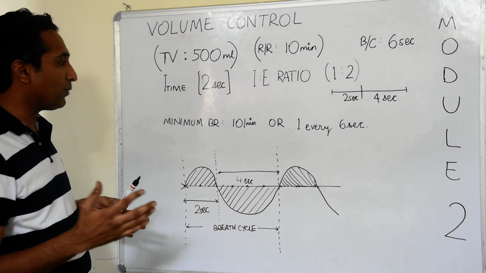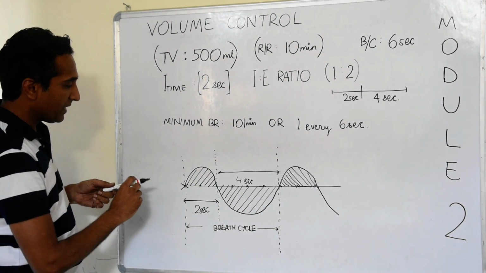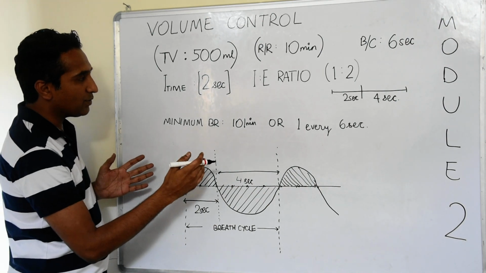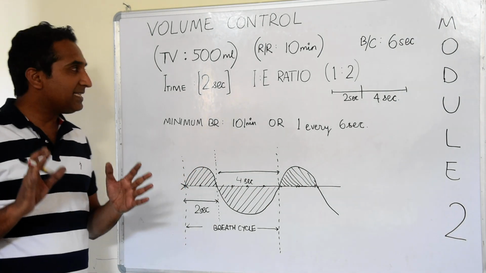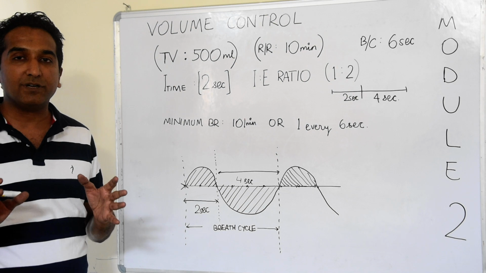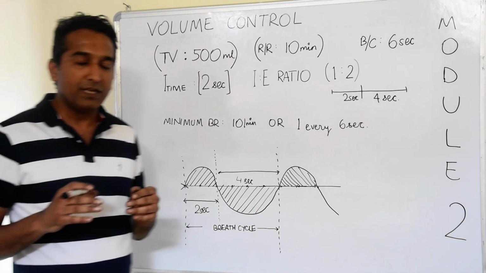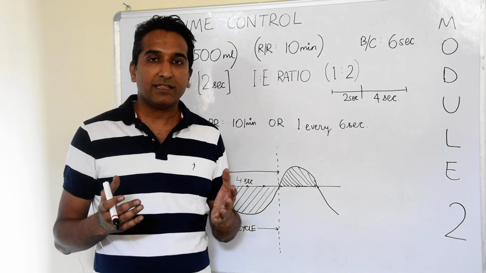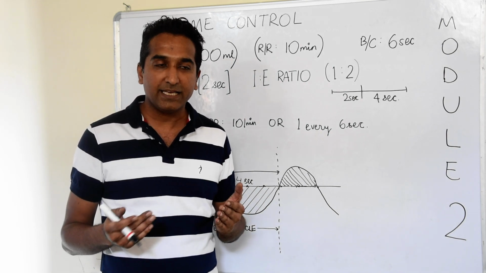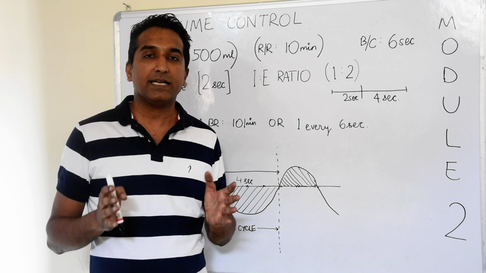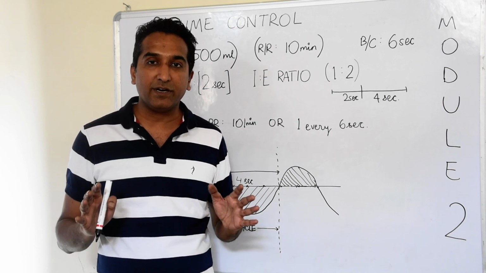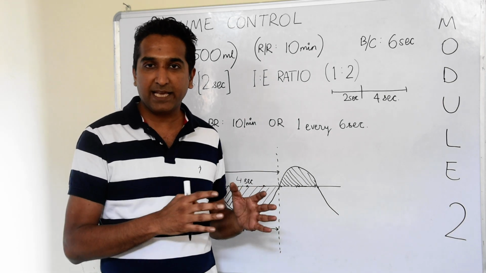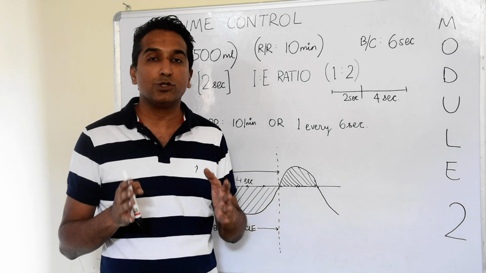Now let us look at what happens when we set the mode. The ventilator now comes to know that at least 10 breaths have to be delivered in every minute, which would mean that every 6 seconds the ventilator has to deliver a breath. And we assume here that the patient is making no effort at breathing, he is paralyzed, and we are in a total control mode.